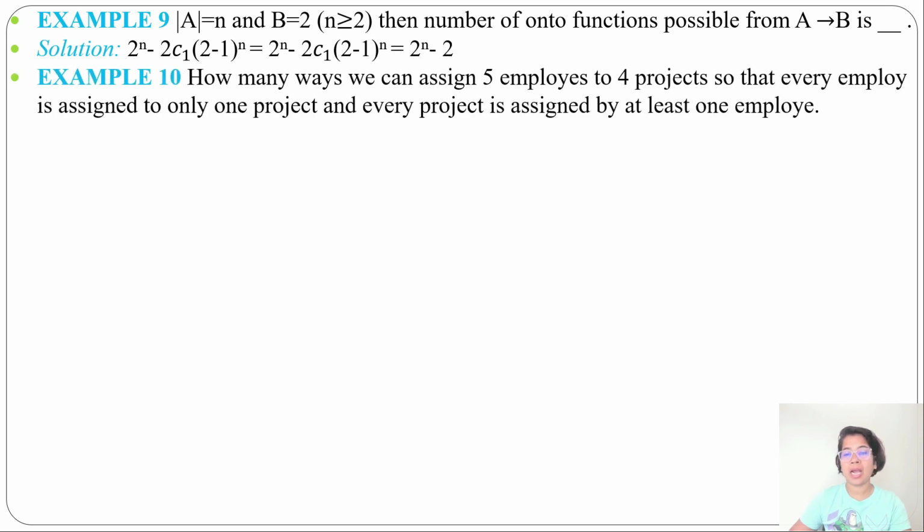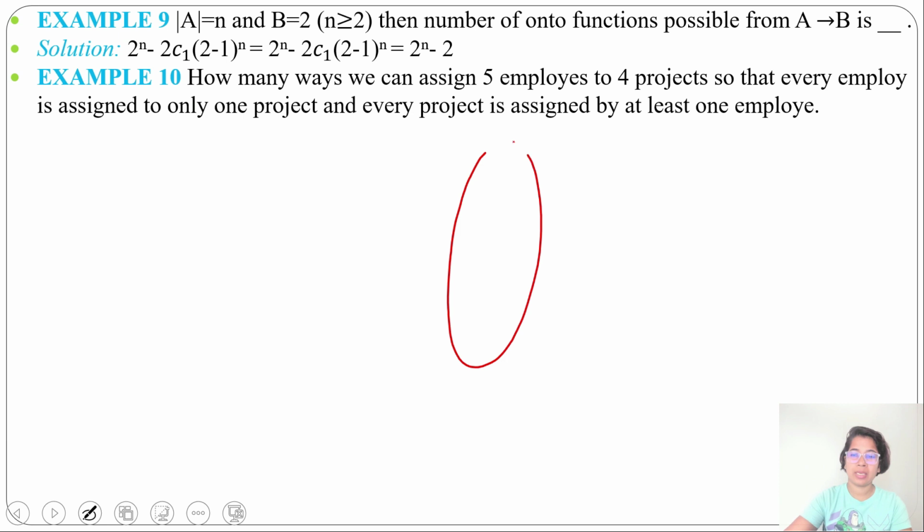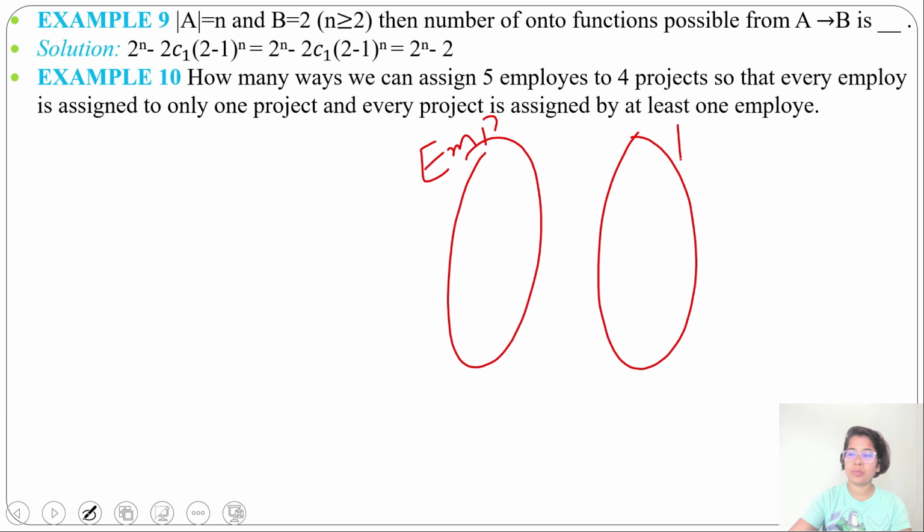Next example 10: how many ways can we assign 5 employees to 4 projects so that every employee is assigned to only one project and every project is assigned by at least one employee? So here there are 5 employees and 4 projects. Let this be one set, employees, and this another set, projects. Let the employees be E1, E2, E3, E4 and E5, and the projects P1, P2, P3, P4.